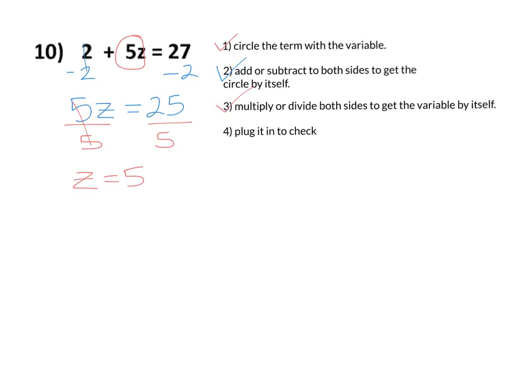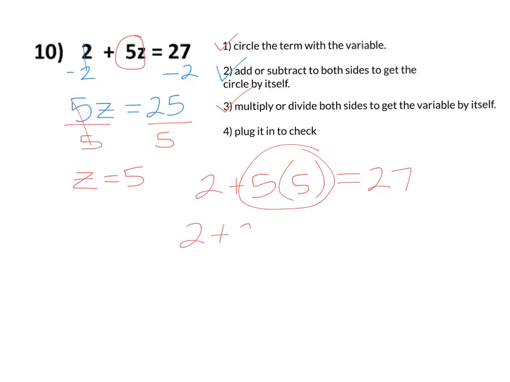Now we just have to plug it in and check. 2 plus 5 times 5 is equal to 27. Order of operations, we got to do this multiplication first. So this is going to be 2 plus 25 is equal to 27. 27 is equal to 27. That is my check.